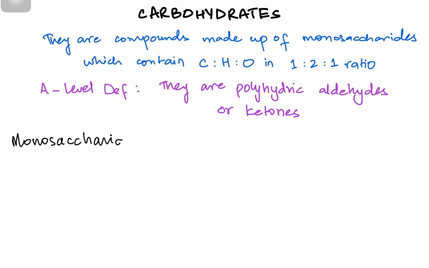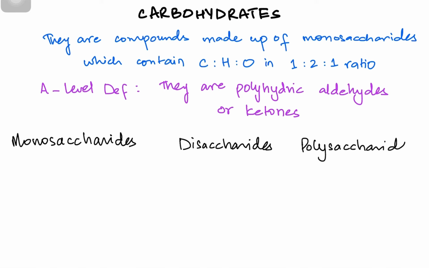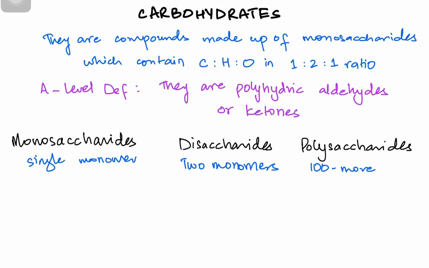Let's understand monosaccharides more with reference to disaccharides and also in comparison with a polysaccharide. You can see the word saccharide is constant, which means sugar. Mono, di, and poly are the changes here. Monosaccharides are single monomers. Disaccharides have two monomers joined together through the glycosidic bond. Polysaccharides have hundreds of monomers joined together by many glycosidic bonds.